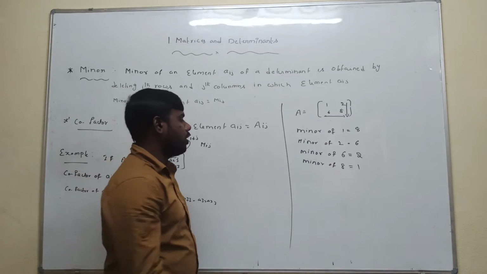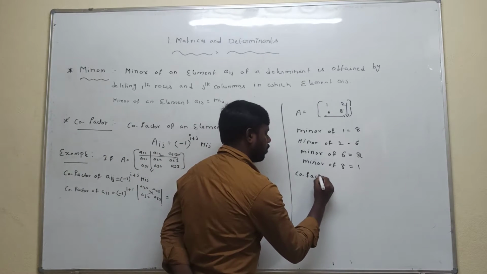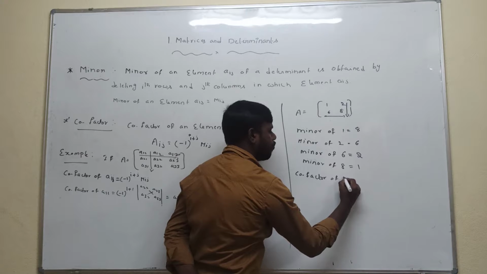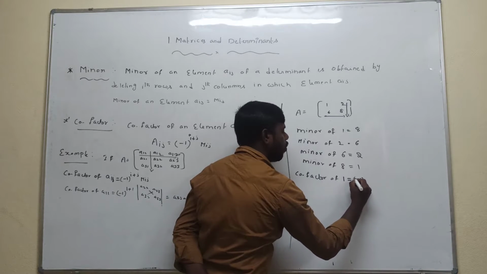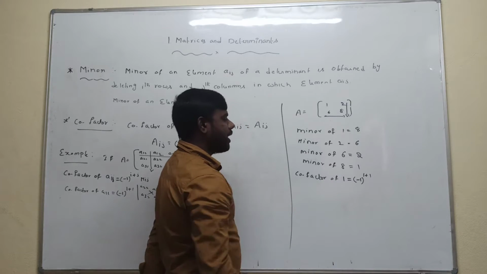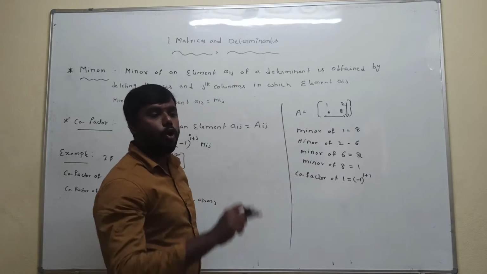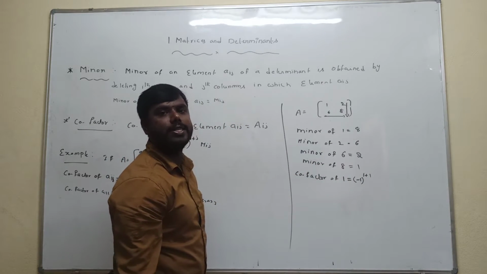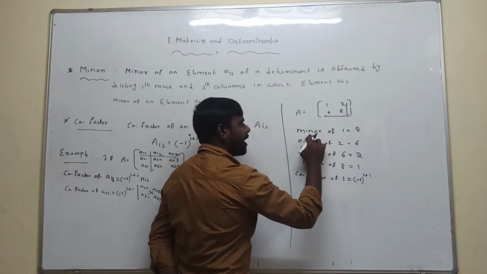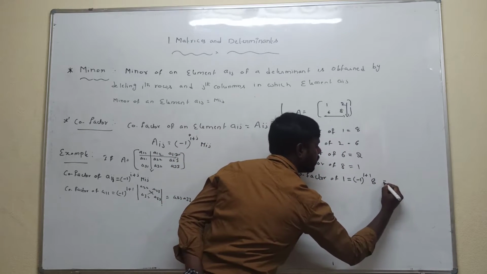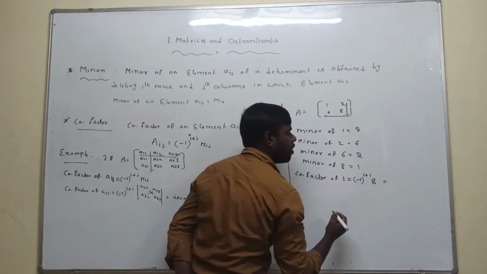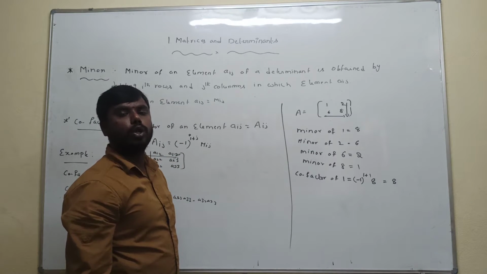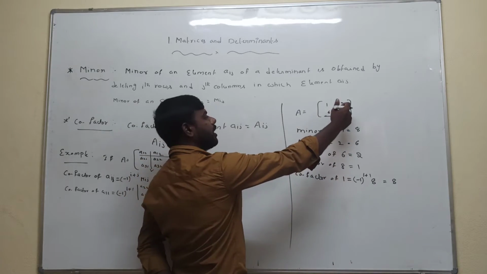Next, what is the cofactor? Cofactor of A11. Cofactor of 1 is nothing but minus 1 whole to the power of 1 plus 1. Why 1 plus 1? Because 1 is present in the first row and first column. Mij, so M11, the minor of 1, what value are you getting? 8. Minus 1 whole squared is 1, so 1 into 8 is 8. So cofactor of 1 is minus 1 to the power 1 plus 1 into 8.